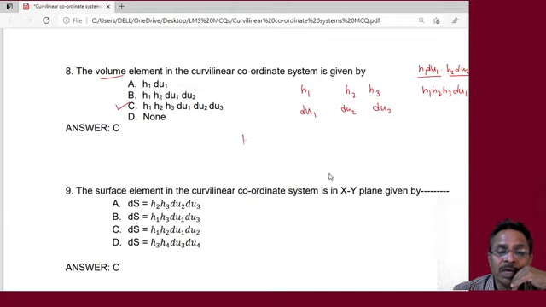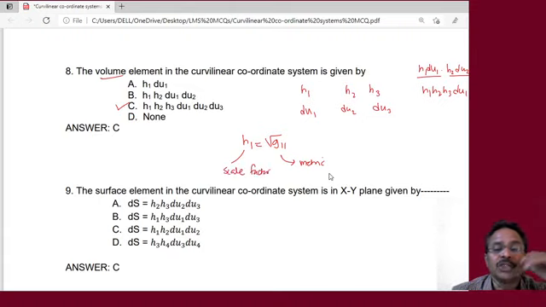As usual, we know that we calculate h1 as the root of g11, where this g11 is called the metric coefficient and this h1 is called the scale factor. Now we know how to calculate this h1 or g11 for any system.